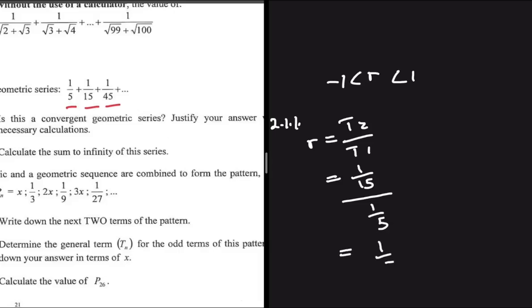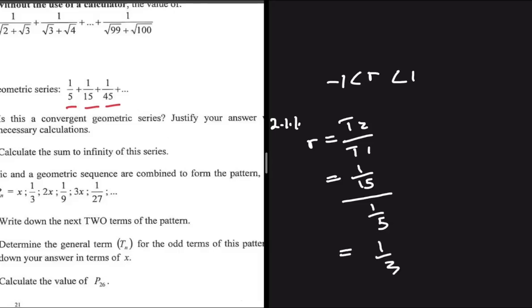The first term is 1 divided by 5, the second term 1 divided by 15, and then the third term 1 divided by 45. So in order to find the common ratio, we say T2 divided by T1. You can also say T3 divided by T2. That will also work. So let's see what we get when we say T2 divided by T1. This will be equal to T2, 1 divided by 15, and then everything divided by T1, which is 1 divided by 5. This is equal to 1 divided by 3.